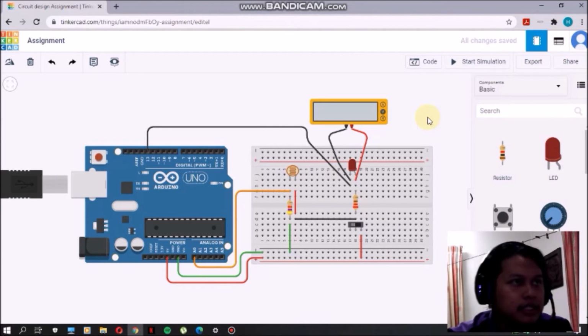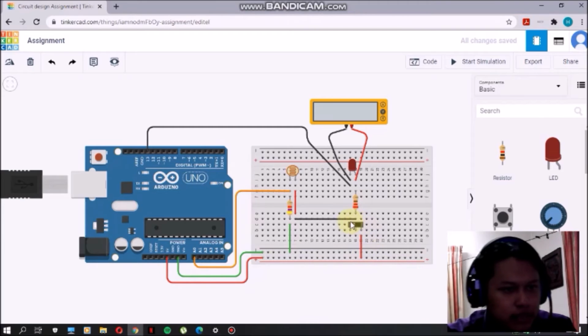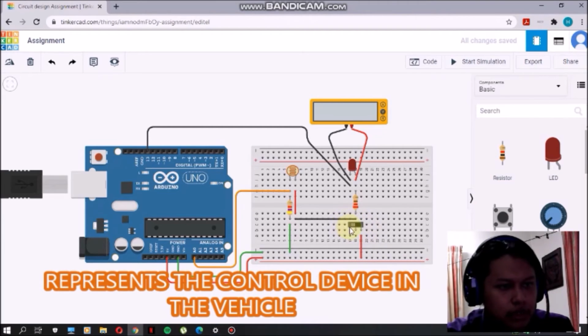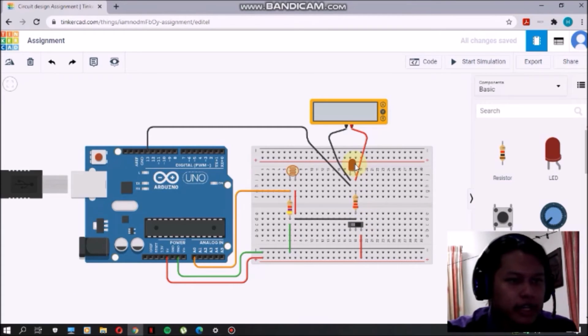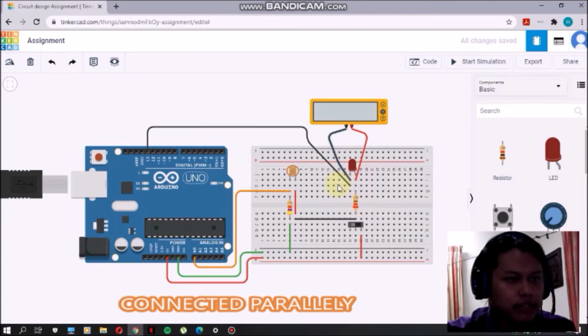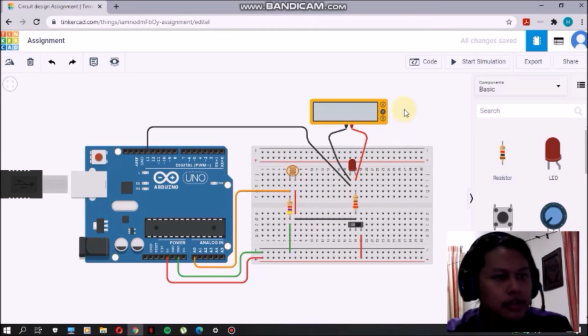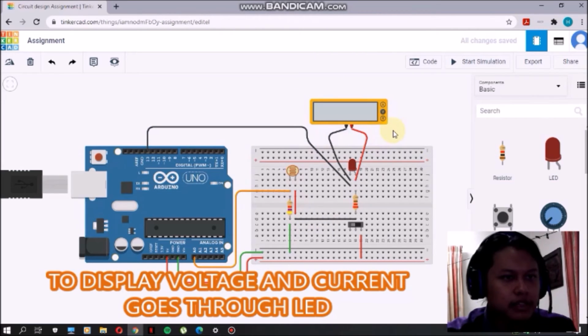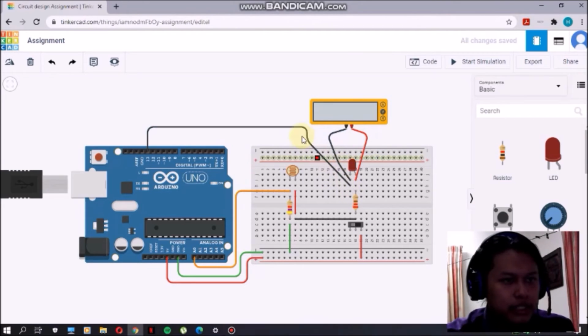As you can see here, this is how the circuit is built. We have an Arduino Uno board that connects the 5 volt pin to the breadboard. We have a slide switch which represents the auto light system control device that turns the system on and off. We have an LED and a 220 ohm resistor which are connected in parallel to the LDR sensor and 4.7 kilo ohm resistor. We also have a multimeter that displays the voltage and current that goes through the LED, and the LED output is connected to the Arduino Uno board pin 13.